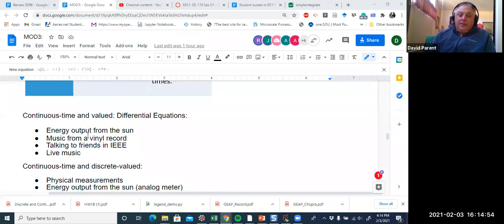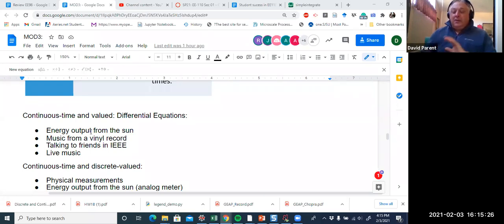So the output of the energy of the sun, it can take on any value, and that doesn't mean from 0 to infinity. It can be any fractional number. And it can also take on any value at any time. There's no clock saying, now the output is this, now the output is that.